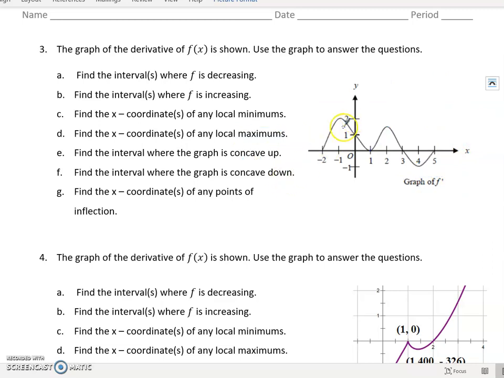If you wanted to do concave down, that would be when it's decreasing. So those two sections. And then points of inflection would again be maxes or mins of the derivative. So I've got 1, 2, 3, 4. So at -1, 1, 2, and 4.